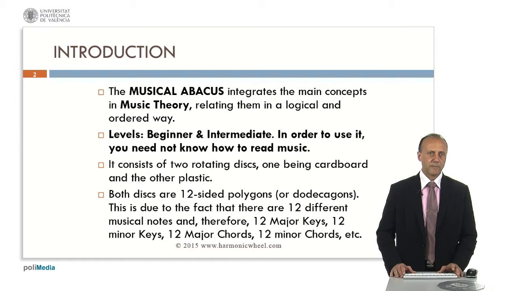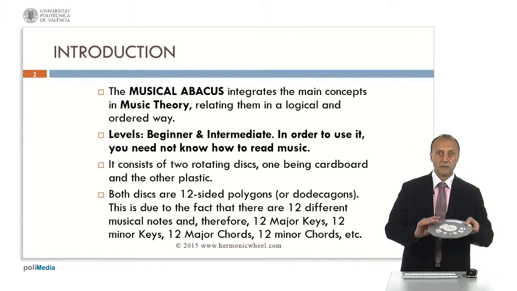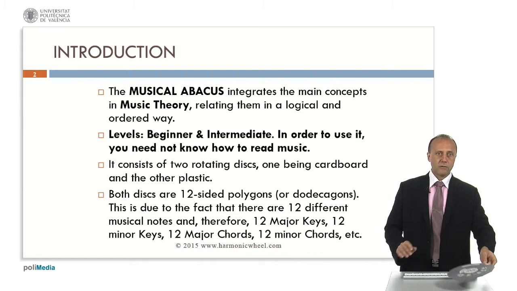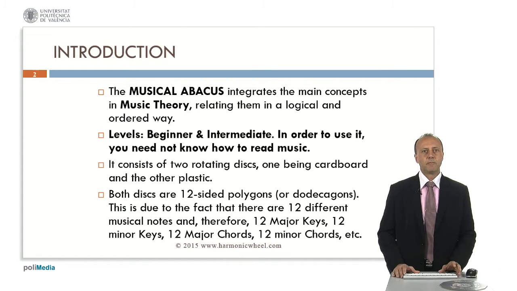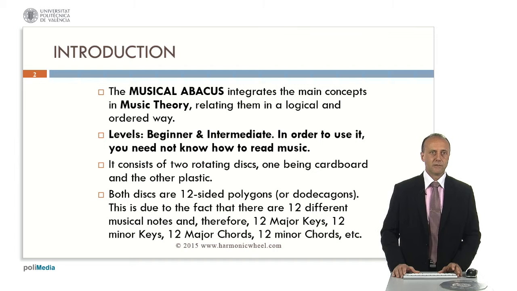how to read music. It consists of two rotating discs, one being cardboard and the other plastic. You can see it here. Both discs are 12-sided polygons or dodecagons. This is due to the fact that there are 12 different musical notes and therefore 12 major keys, 12 minor keys, 12 major chords, 12 minor chords, etc.